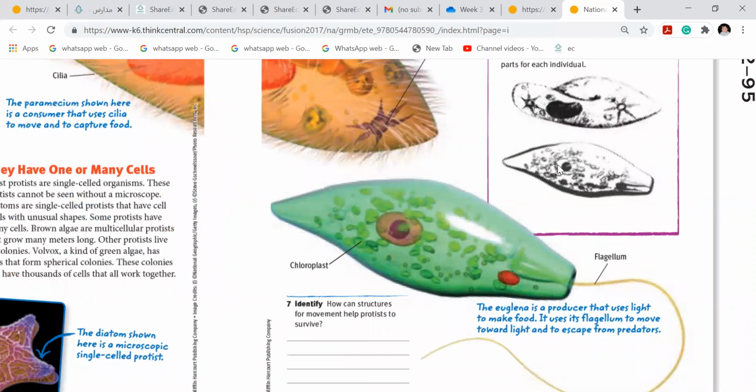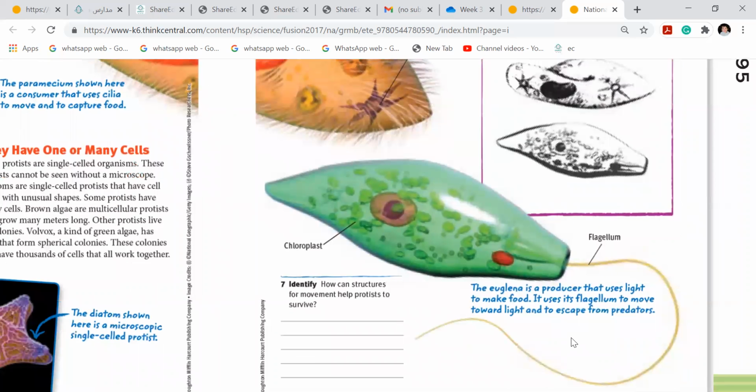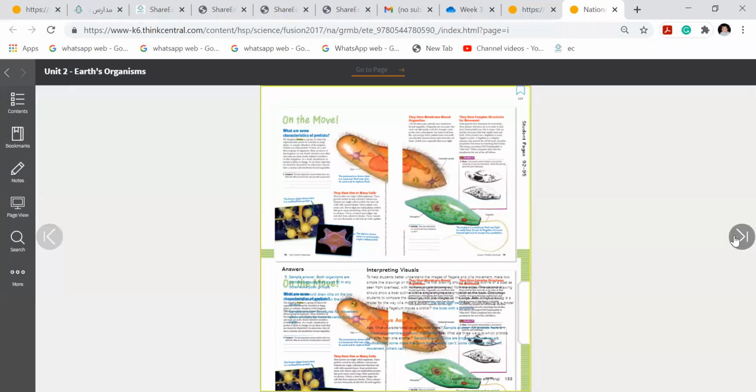Simple, you don't need to know much, but I will just say that they also have what we call a euglena. This is a protist that also has a flagellum, and it has a chloroplast like a plant that makes its own food. It uses its flagellum to move towards light and also to escape from predators. Don't you think this structure just looks like a plant cell? That's the reason why protists are also like plants.